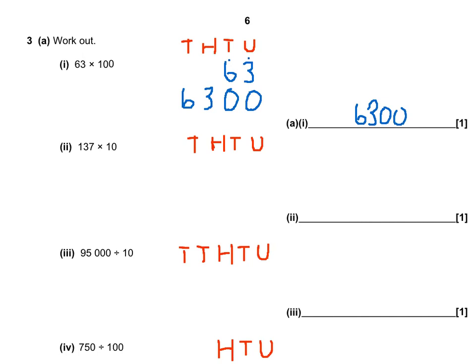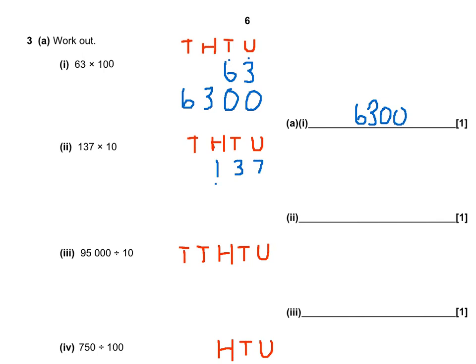Part 2. 137 times 10. I've got myself the same grid here. So 7 is the units, 3 is the tens, and 1 in the hundreds column. If I multiply something by 10, I'm going to move it all along 1 place to the left.